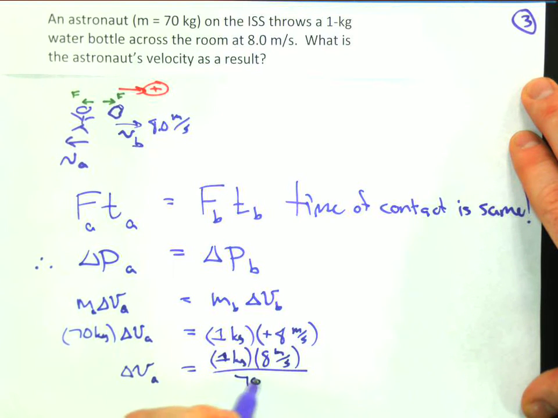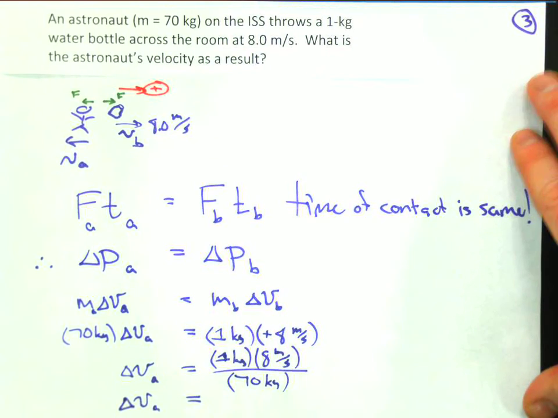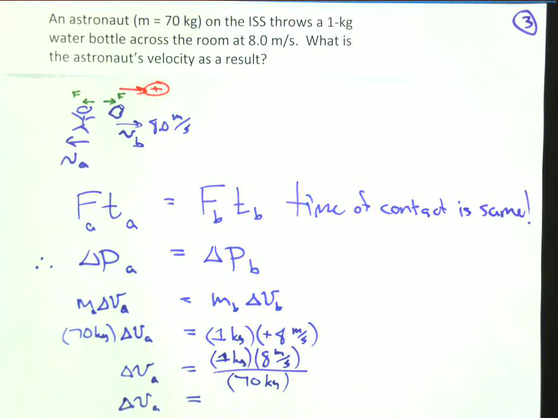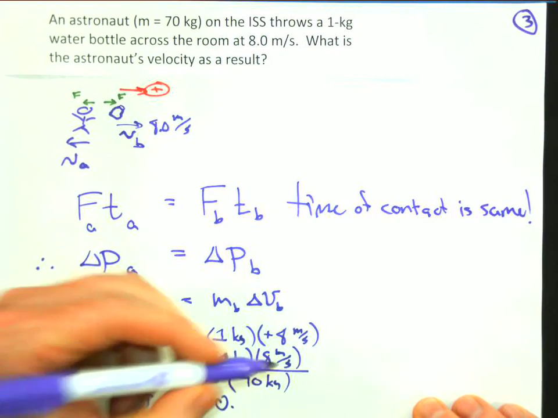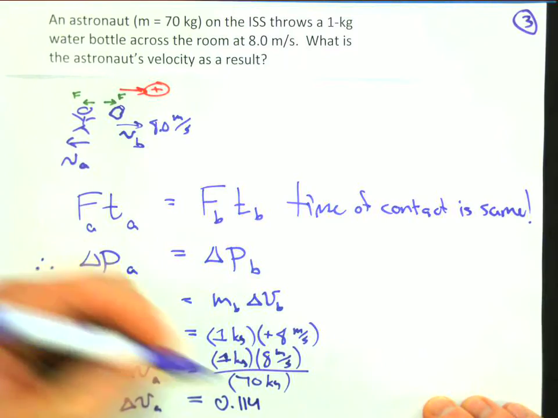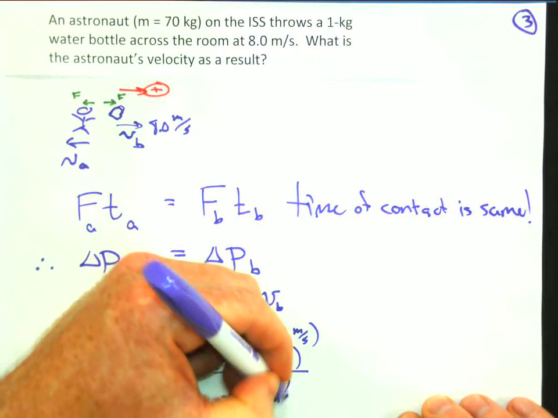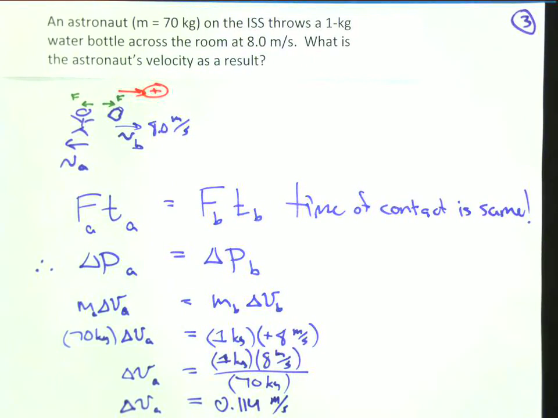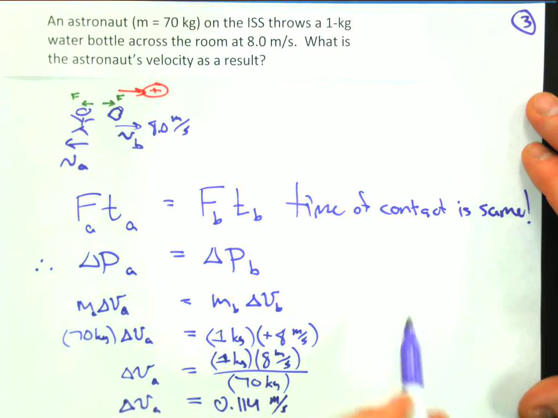Got to bring this over to the other side here, and I'll squeeze it in. Change in velocity of the astronaut. And once I do this math, what I get is 0.114 meters per second. So, I'll put this up over here.